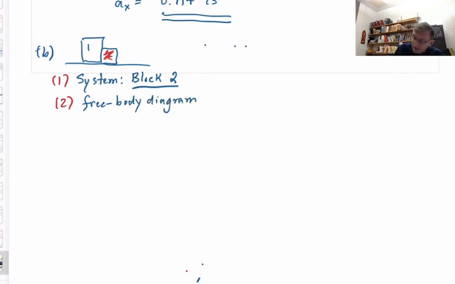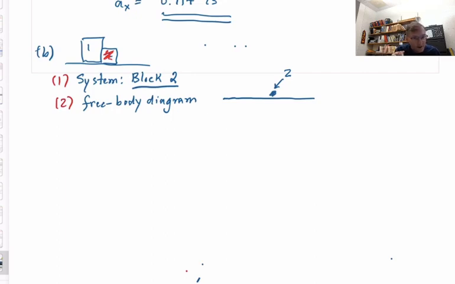Okay? So I'll come over here to the side. There's the surface. Now my dot represents this system, which is just block 2. Just block 2. Let's draw the free body diagram. Again, you should pause the video and try it first for yourself. You'll get more out of this if you do.